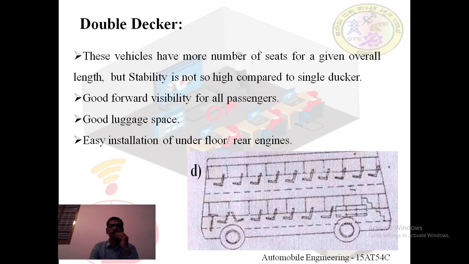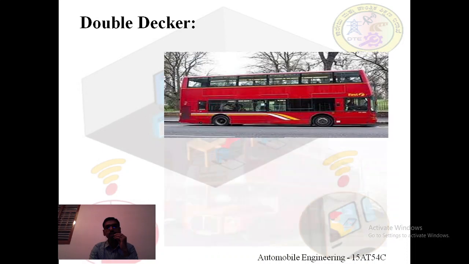Next, double decker. Up to two levels, it is called a double decker. These vehicles have more seats for a given overall length, but the stability is not so high compared to a single decker. In this type, there is good forward visibility for all passengers. Visibility is very good in the double deckers, and the luggage space is also more compared to single decker and split level buses. There is easy installation of underfloor or rear engines. You can see double decker buses.